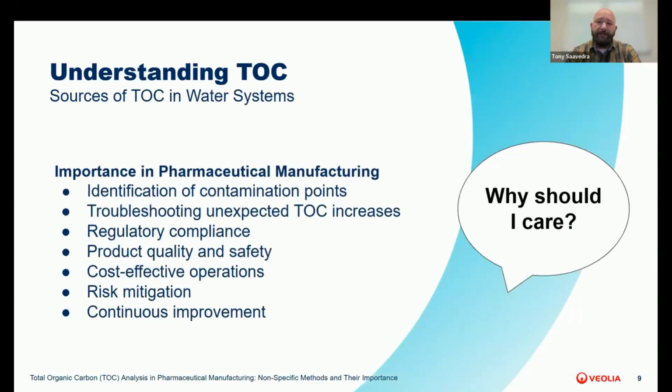Now that we've discussed some of the sources of TOC, let's discuss why it's important for pharmaceutical manufacturing. You can see the list on the screen, so let's go through them. First, by identifying where TOC enters the water system, you can monitor critical points and implement targeted treatment strategies. This proactive approach allows for maintaining consistent water quality, which is essential for pharmaceutical production.